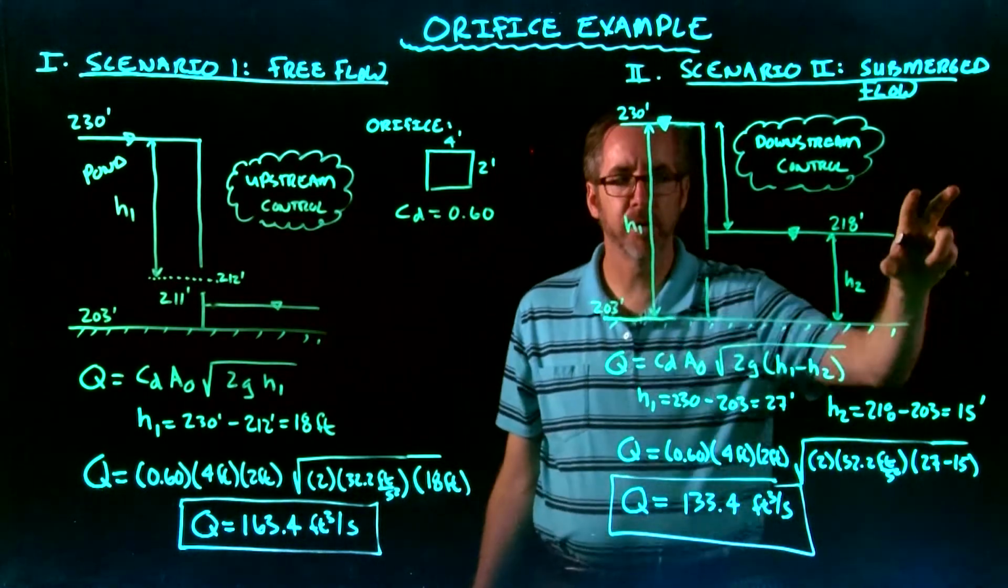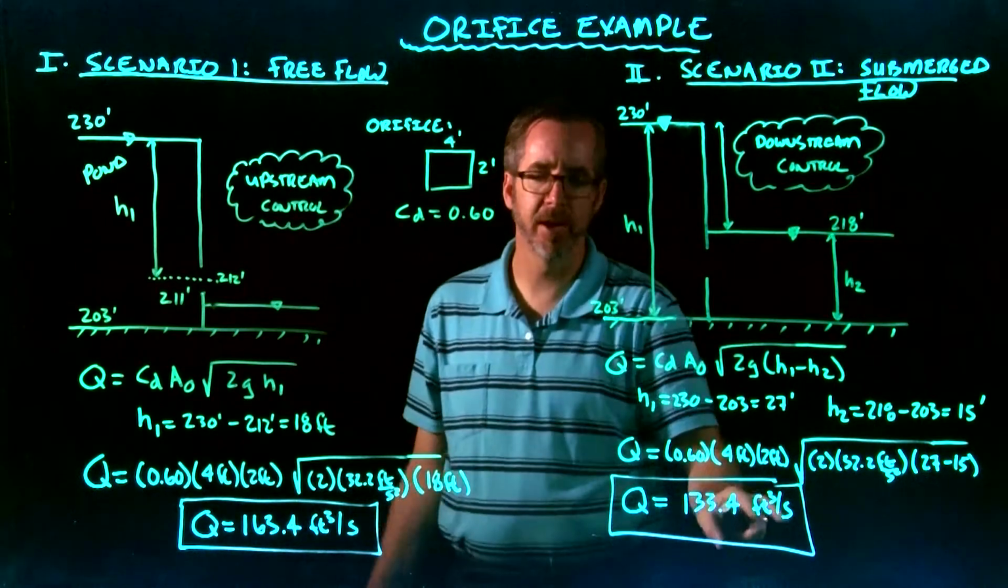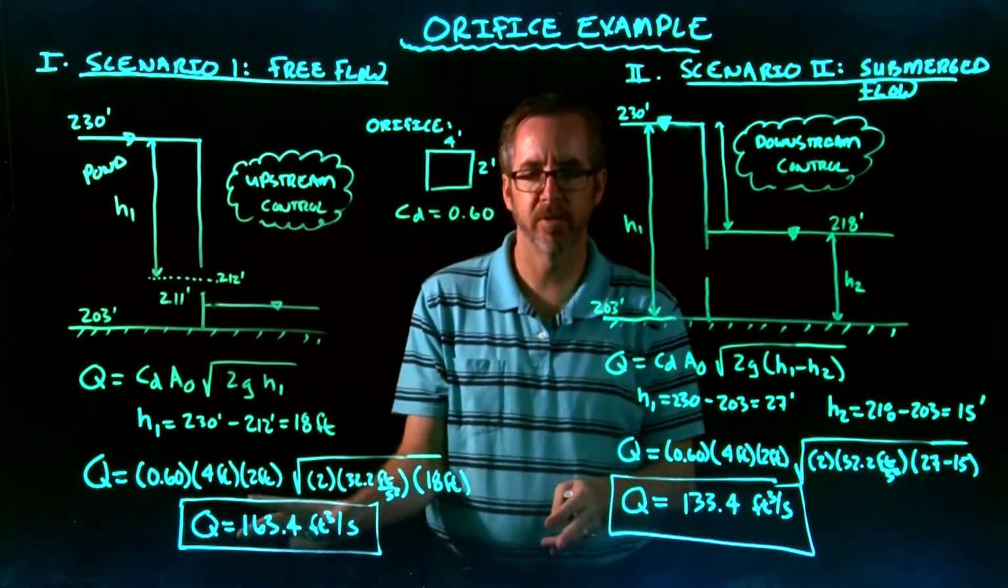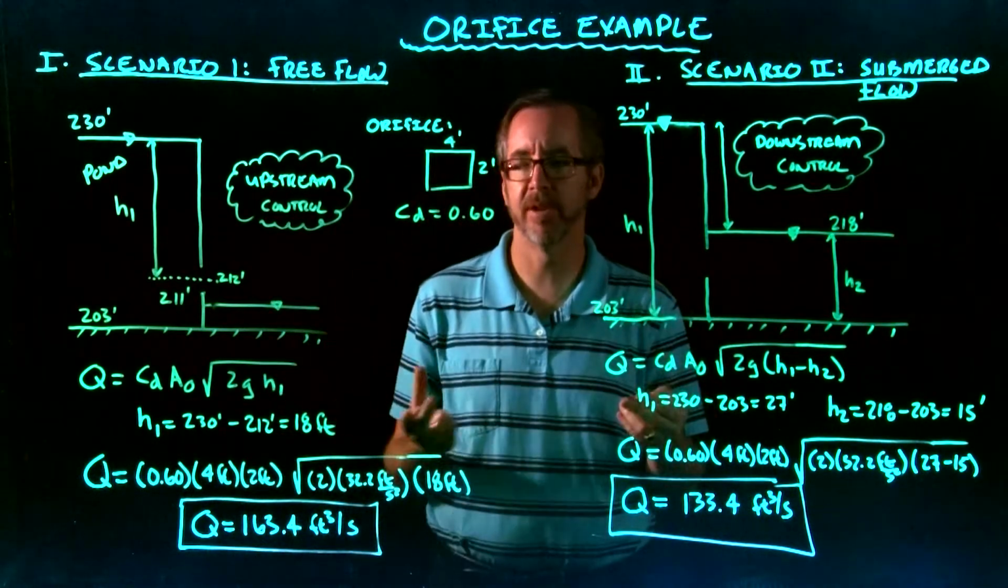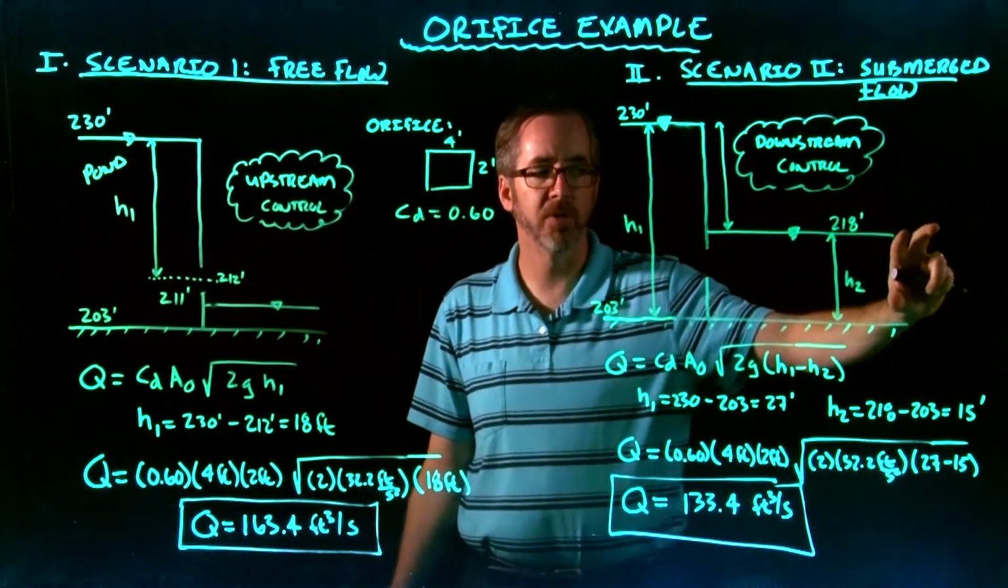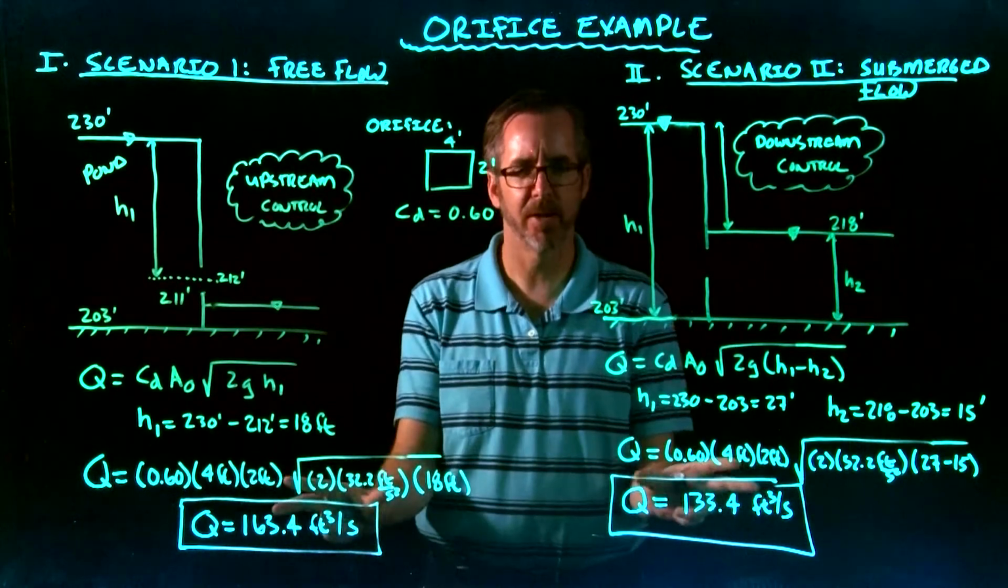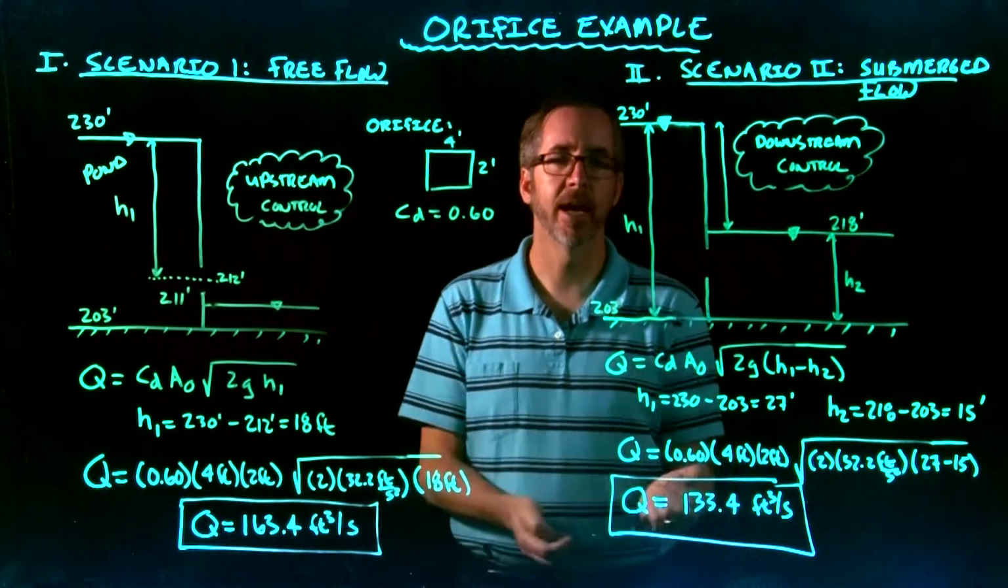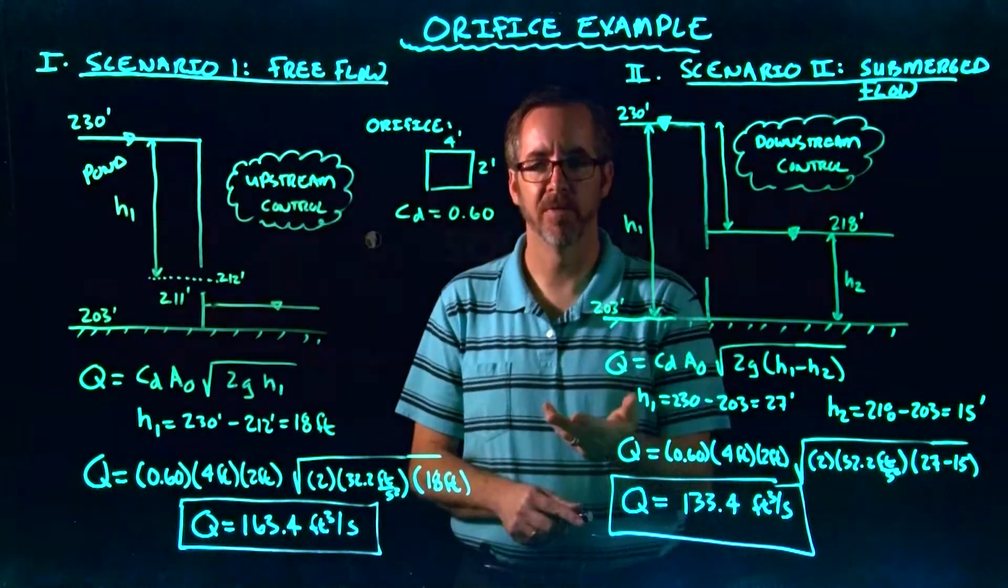So when it was a downstream control, we had 133. When it was an upstream control, we had about 163. Again, this is with the same water elevation for the pond, the difference just being what's going on downstream. And this is roughly about a 20% difference. And that concludes our example of an orifice flow scenario.